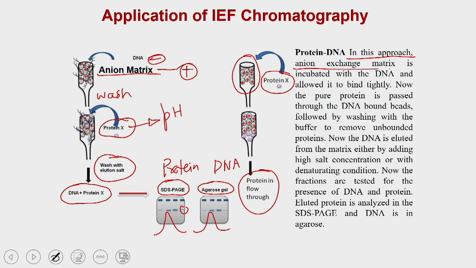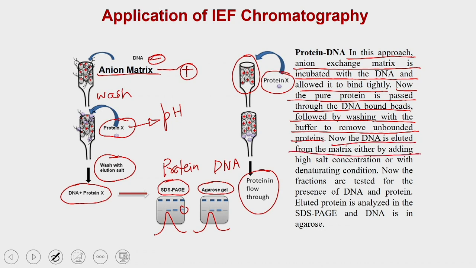The anion exchange matrix is incubated with the DNA and allowed to bind tightly. Now the pure protein is passed through the DNA-bound beads, followed by washing with the buffer to remove unbound proteins. Now the DNA is eluted from the matrix either by adding high salt concentration or by making denaturing conditions. For that you can add urea or GdmCl or something. So that actually is going to remove the complexes.